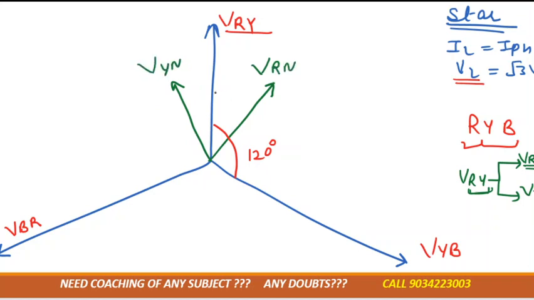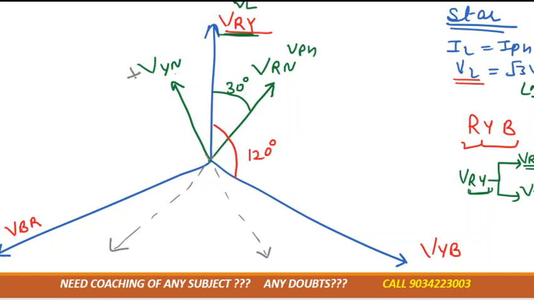And the angle between line voltage and phase voltage is how much? 30 degrees. So this is the line voltage, that is VL, and this is the phase voltage. The angle between the line voltage and phase voltage is 30 degrees. Now we can extend this VYN in a straight line, and similarly extend VRN. So VRY has two components, one is VYN and one is VRN.